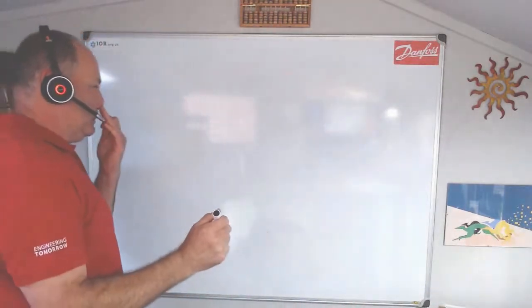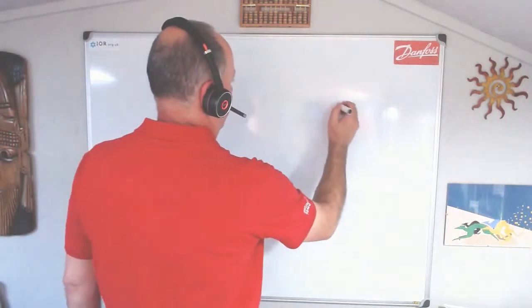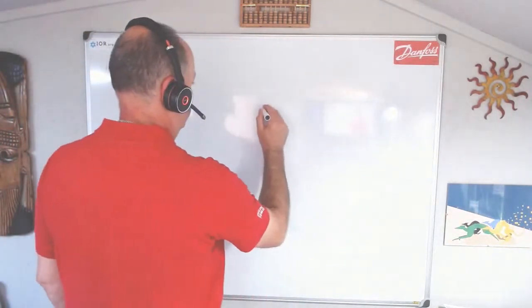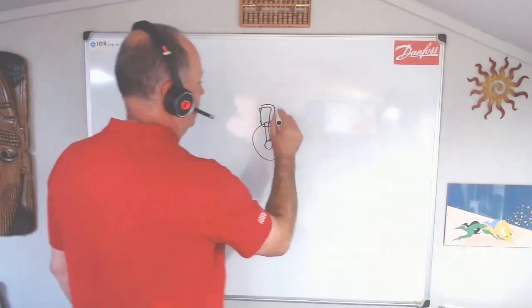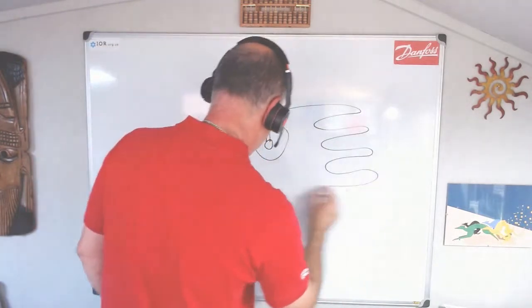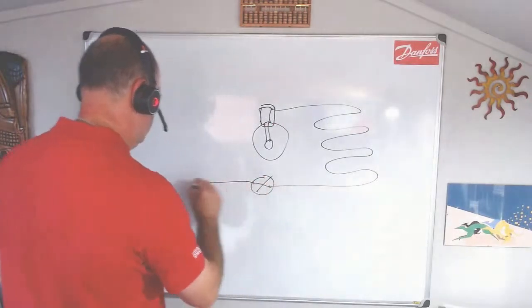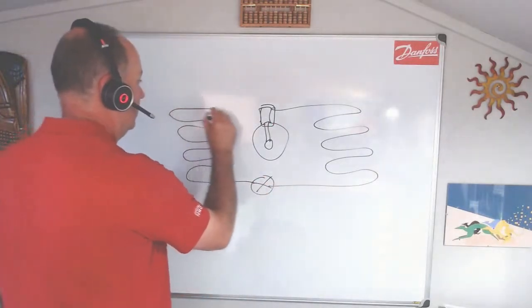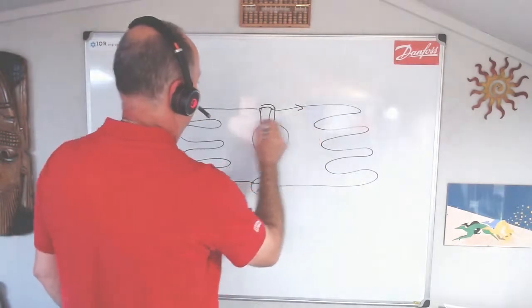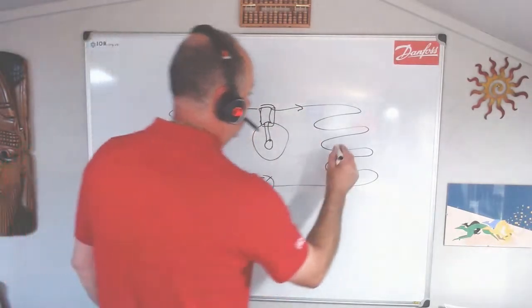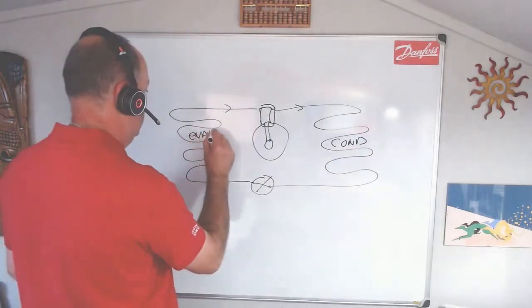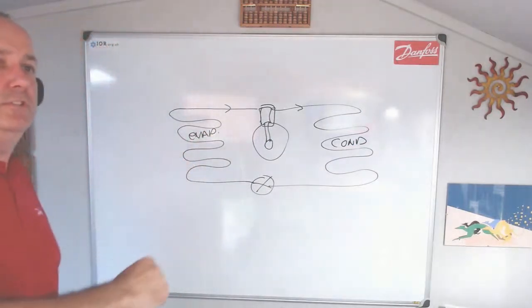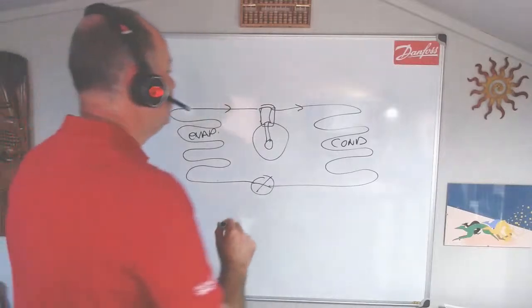Now, let's do our lovely diagram again. Let's do it this way around. Our machine, our piston, expansion valve, our evaporator. So that's discharge, suction, condenser, evap. Nice simple system. I hope you can see that. Yeah, you can see that good.